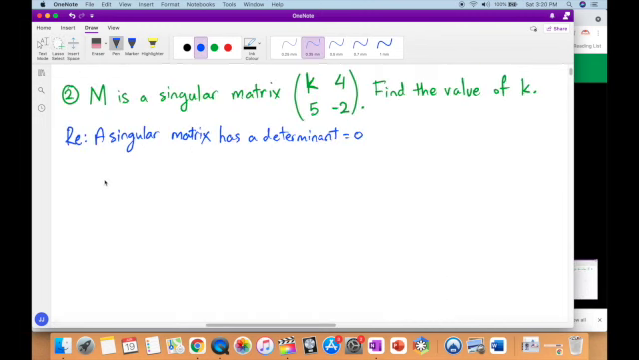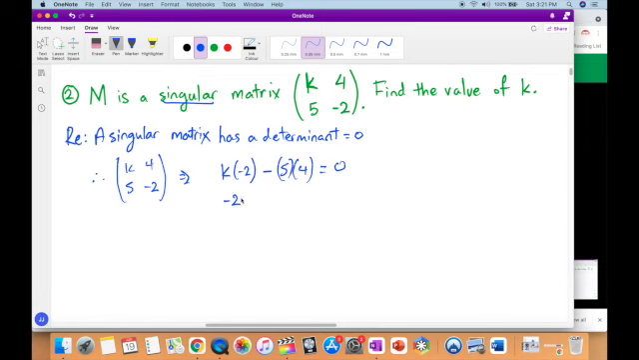So please, it's just little simple things that you have to know, right? So if it has a determinant of 0, well, that'll help you because you know that the determinant is therefore for k, 4, 5, negative 2. That means that the determinant is what? K times negative 2 minus 5 times 4, right? And that's how you find the determinant, and we know it's a singular matrix, so the determinant is equal to 0. You see how easy this ended up being, Scotia?